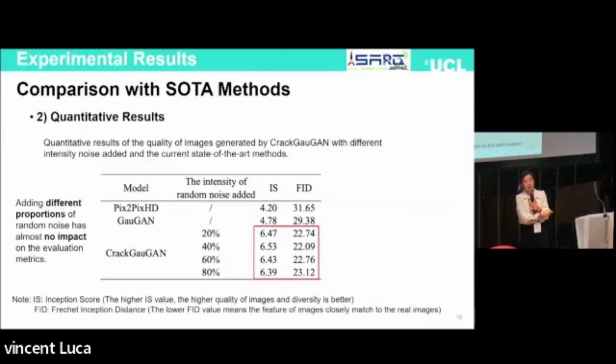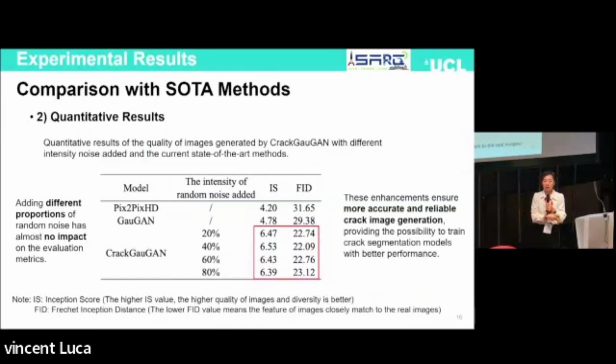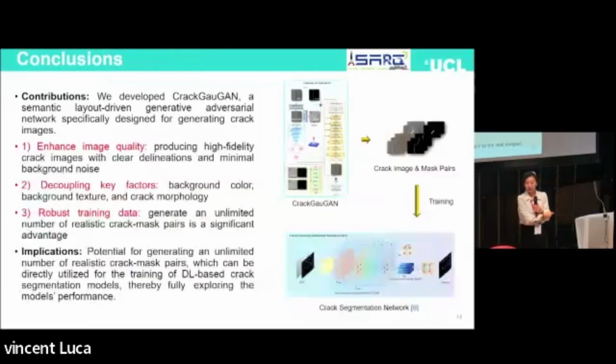Okay, in the quantitative results, as I mentioned, for the IS higher is better, FID lower is better. We also put in different propagation to validate our method. We find the different propagation random noise has almost no impact on the evaluation metrics. So comparing the quantitative and qualitative results, our method can ensure more accurate and reliable crack image generation, sorry.